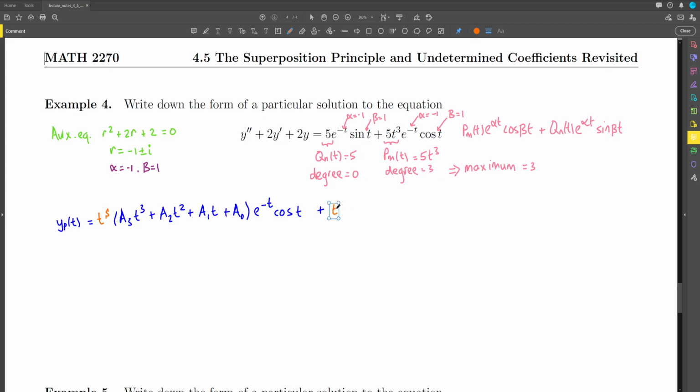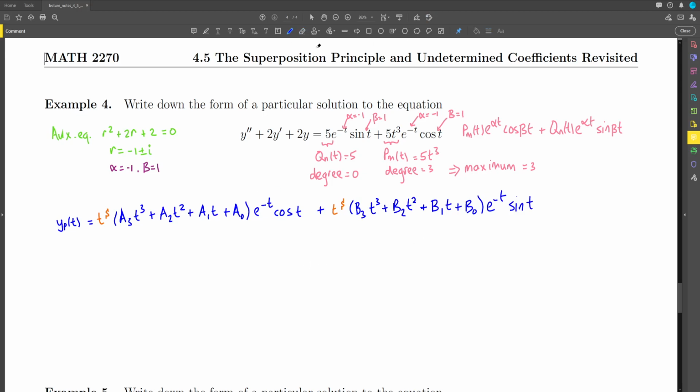So we have plus t to the power s, and then b3 t cubed plus b2 t squared plus b1 t plus b naught, and then e to the power negative t sine of t.